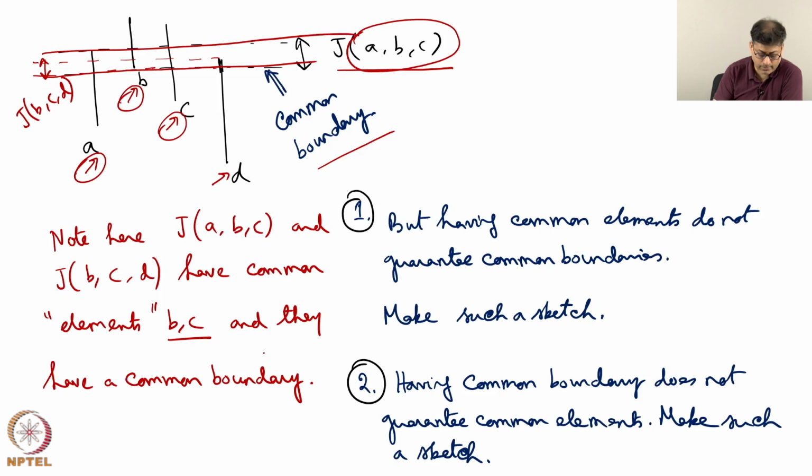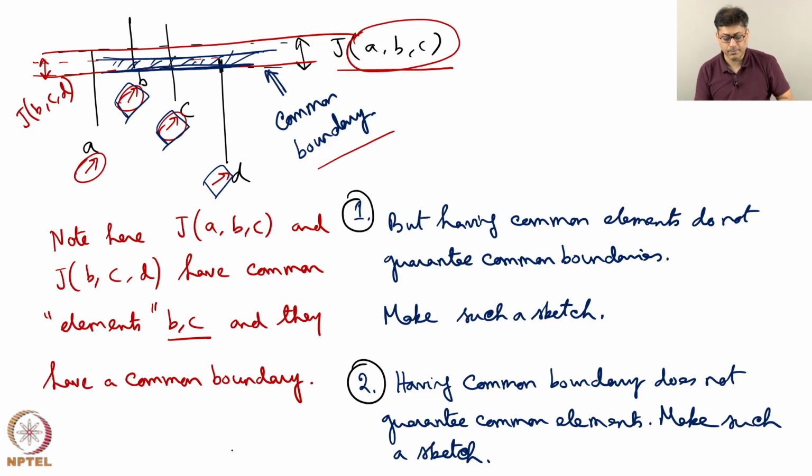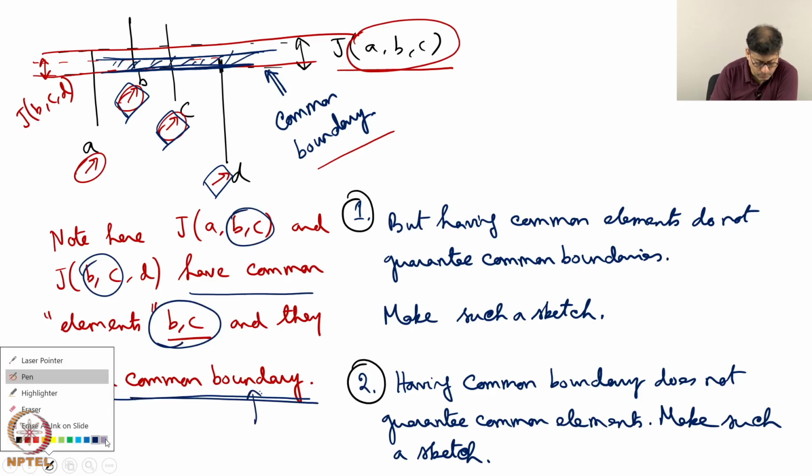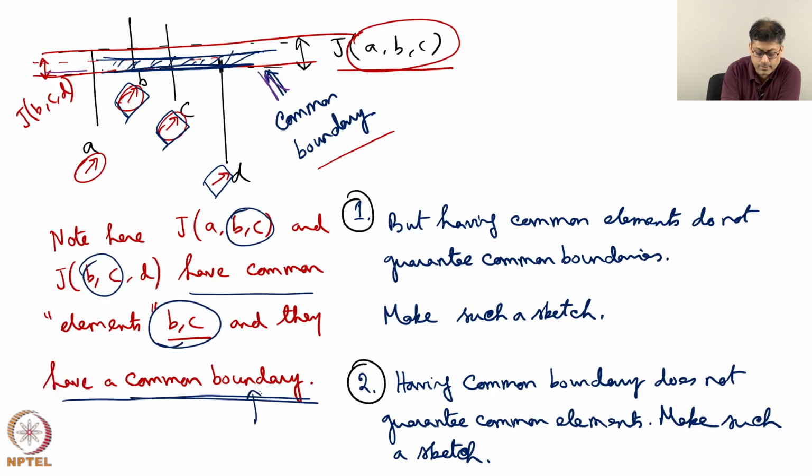So, now we will take J B,C,D. So, here what is the common? This is the common place. Now, in this case J A,B,C and J B,C,D have common elements B and C in both, and they have a common physical boundary. This boundary means physical boundary. Where is that common boundary? That common boundary is here. This is the common boundary, the lower boundary has superposed.